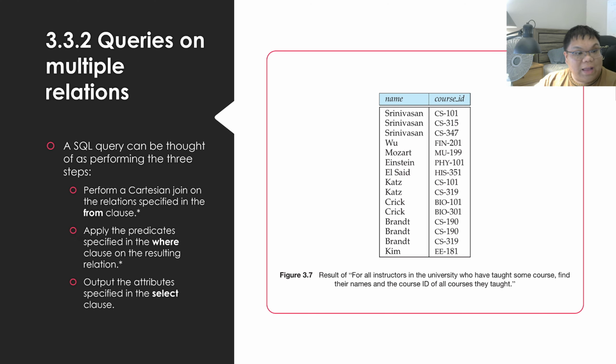So a SQL query can be thought of as performing these three steps. Perform a Cartesian join on the relations specified in the from clause, apply the predicates specified in the where clause on the resulting relation, and then put the attributes specified in the select clause.